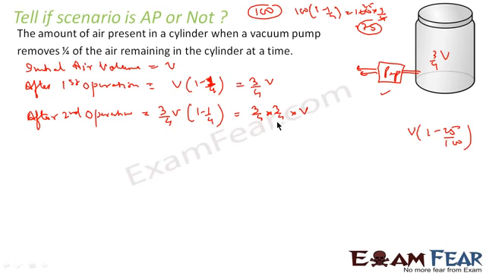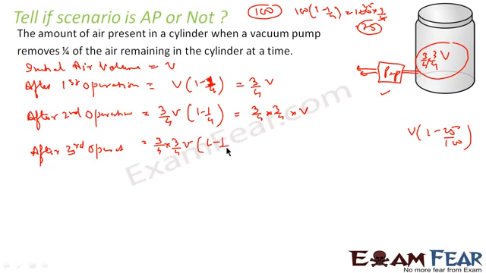Now in the third operation, the volume is 3/4 into 3/4 into V, correct? Now for the third operation, the volume will be this much, and on this volume it will remove 1/4. So the volume will be nothing but 3/4 into 3/4 into 3/4 into V, correct?